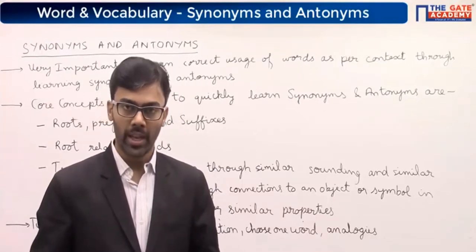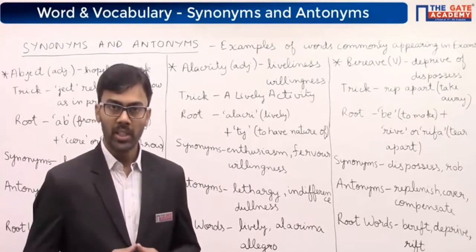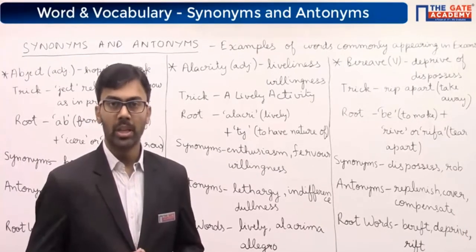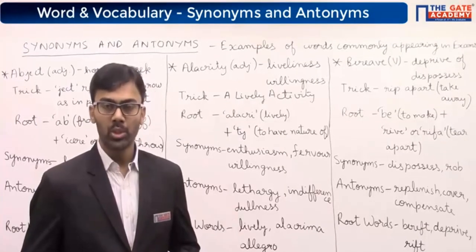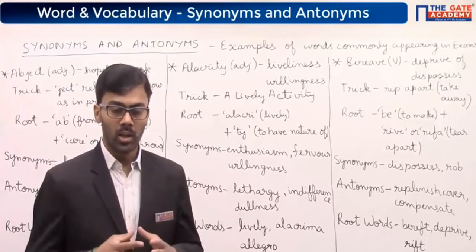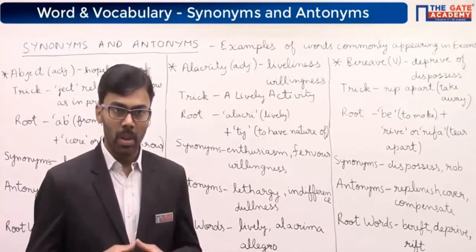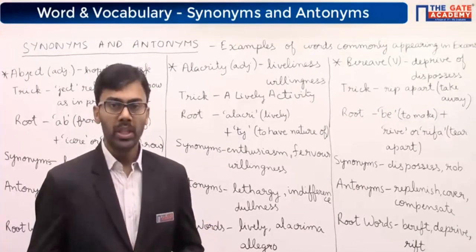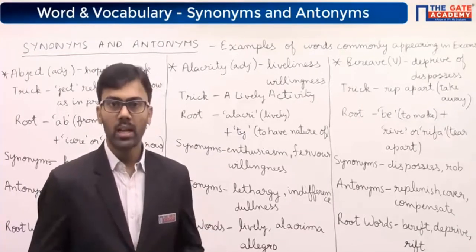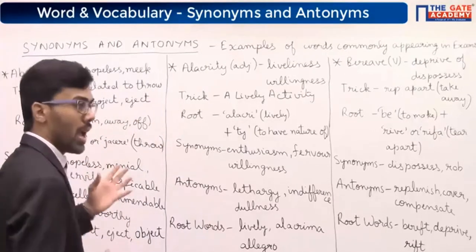So let's move ahead. Now we move on to some commonly appearing words in many competitive exams along with GATE, and through these examples of words we are going to learn how to easily understand and remember synonyms as well as antonyms, and also the meanings of any newer words that we come across. So the first example is abject.